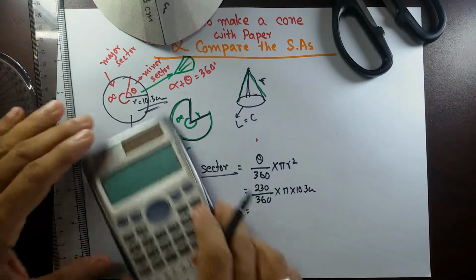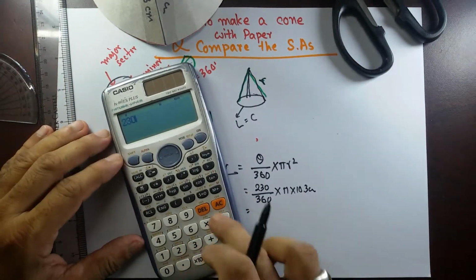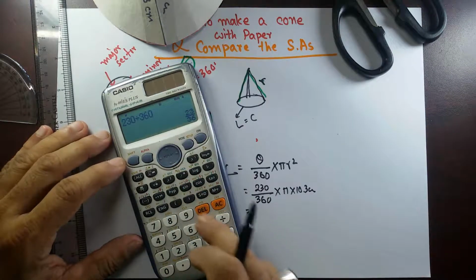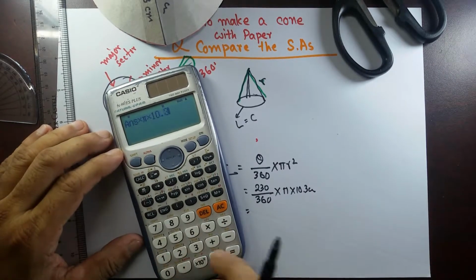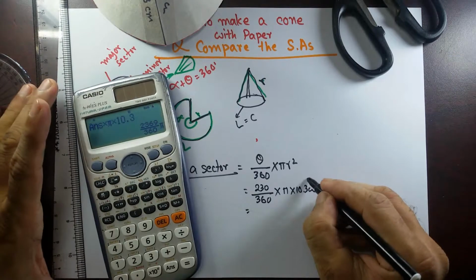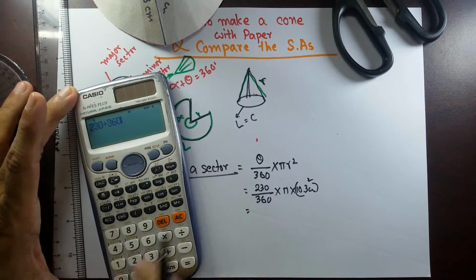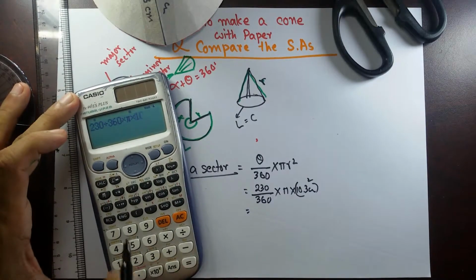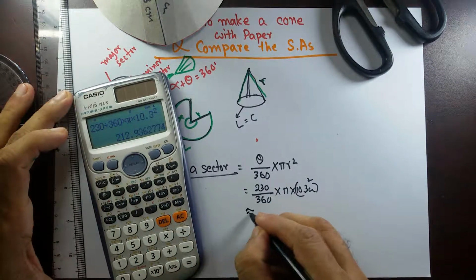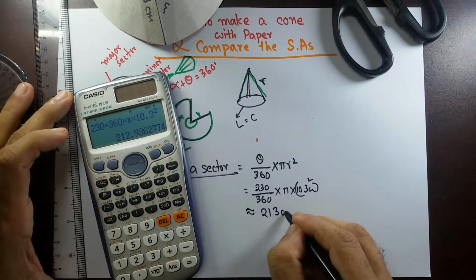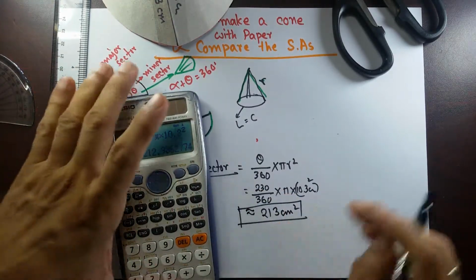If I use the calculator, I can see the mode is in degree. So 230 divided by 360 times pi times 10.3 squared, pi r squared. I got about 213 square centimeter. It's 212.936, so about 213.